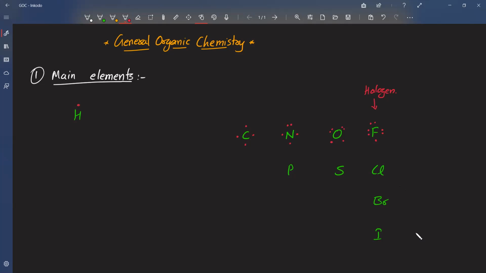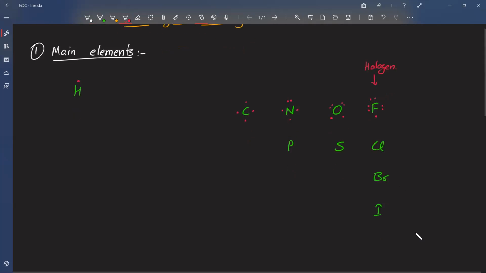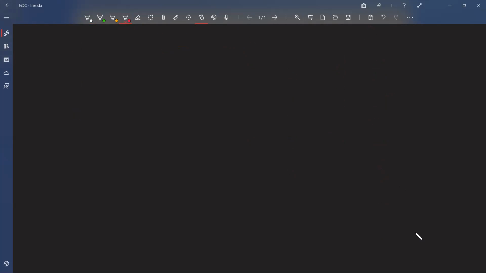We should have this picture clear. The summary of this is that carbon will always have 4 bonds in total. It can be 2 double bonds, so even that is 4 bonds. It can have a triple bond and a single bond, and even that is in total 4 bonds.